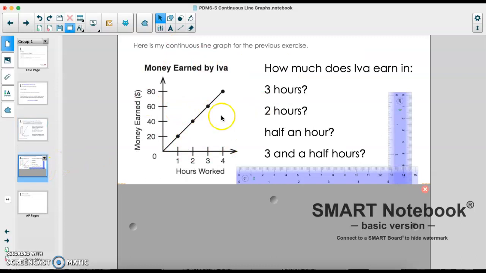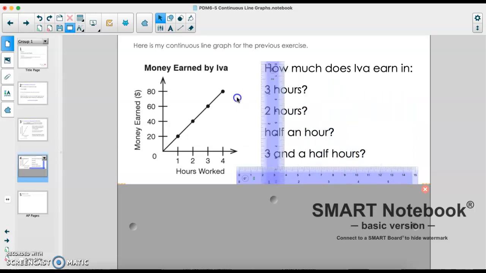Now, this is another continuous line graph. On the x-axis it shows hours worked, or time worked, and on the y-axis, it shows how much money is earned. So the question is, how much money does Iva earn after 3 hours?